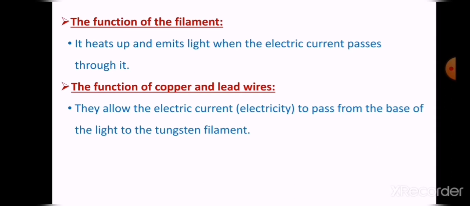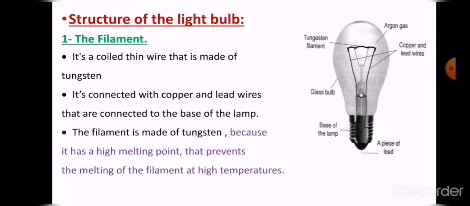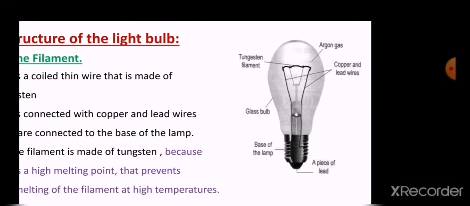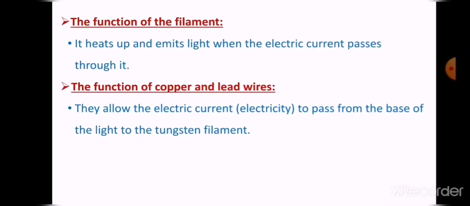And what is the function of the copper and lead wires? They allow the electric current, or the electricity, to pass from the base of the light bulb to the tungsten filament.